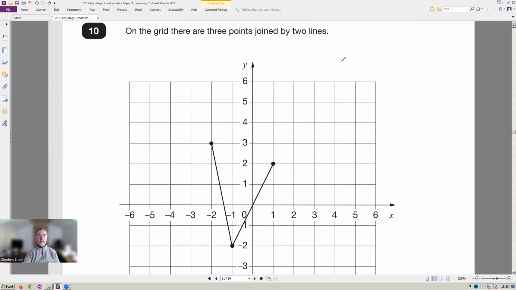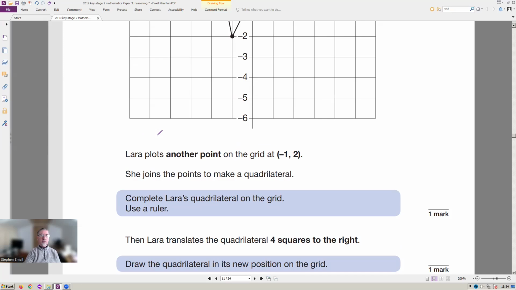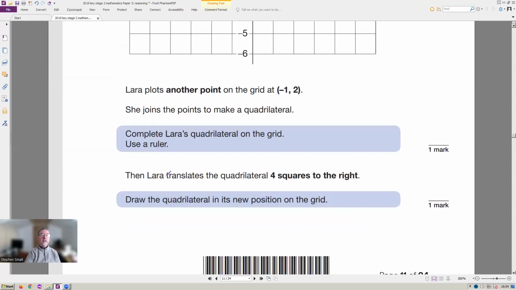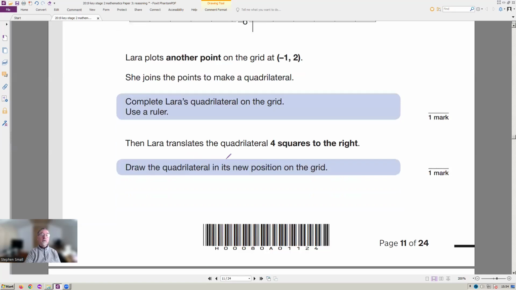On the grid, there are 3 points joined by 2 lines. There we are, 2 lines, 3 points. Lara plots another point on the grid at -1, 2. She joins the points to make a quadrilateral. Complete Lara's quadrilateral on the grid. Use a ruler. Okay. Then she translates the quadrilateral 4 squares to the right. Draw the quadrilateral in its new position on the grid.